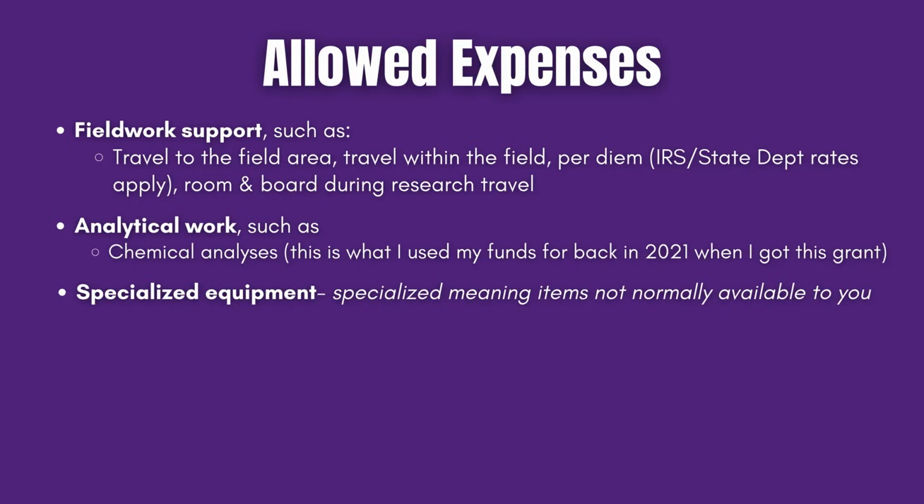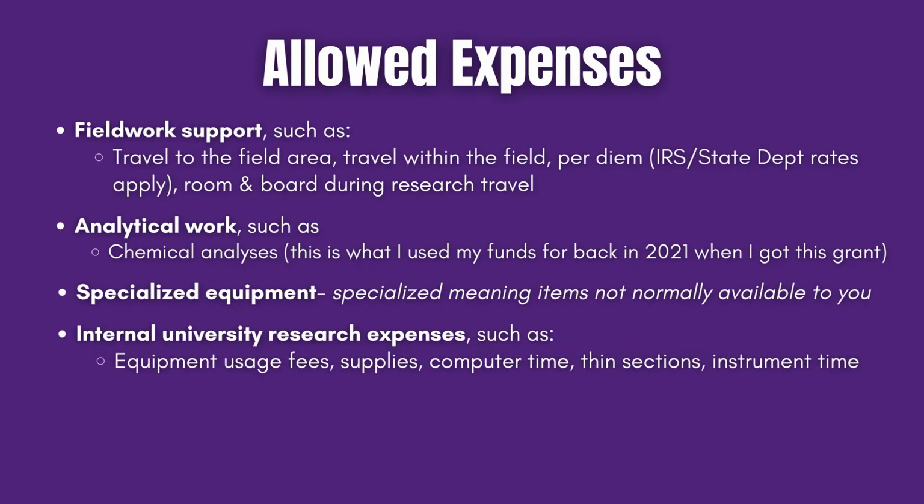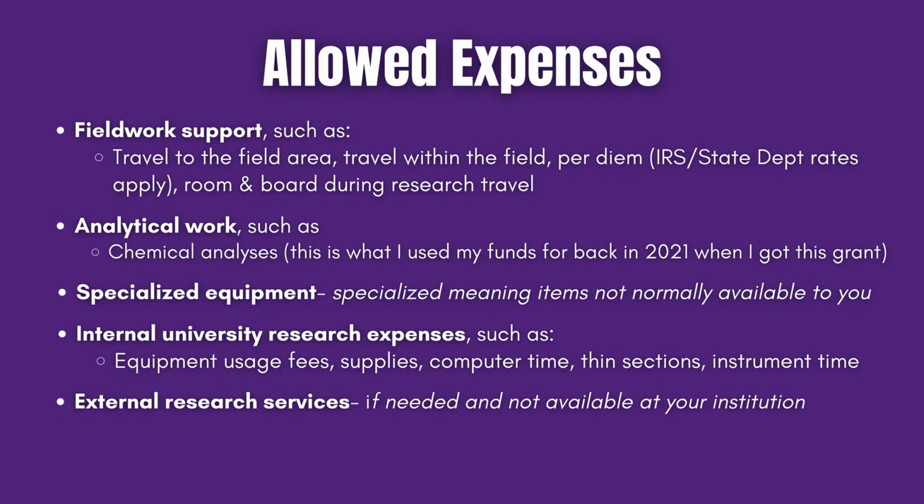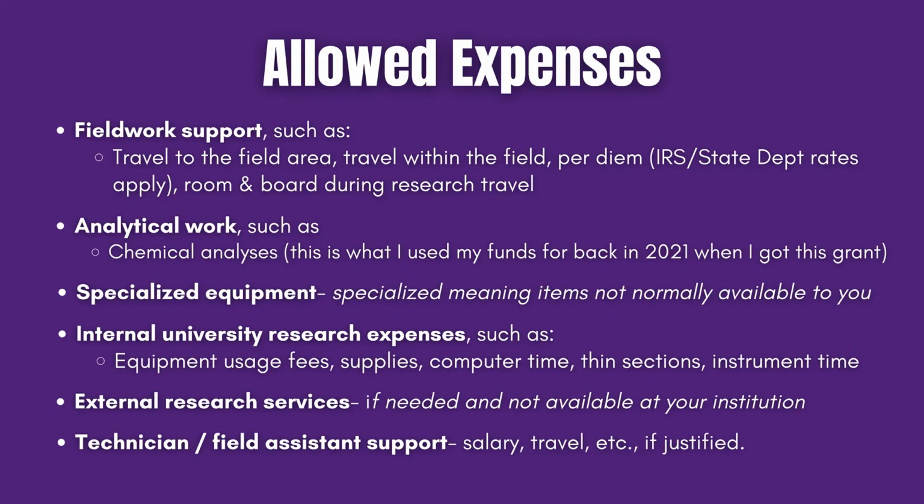3. Specialized equipment. Specialized meaning only items not normally available to you. 4. Internal university research expenses, such as equipment usage fees, supplies, computer time, thin sections or other sample resources, instrument time, etc. 5. External research services, if needed and not available at your own institution. And 6. Technician or field assistant support, so costs for salary, travel, etc. if justified.